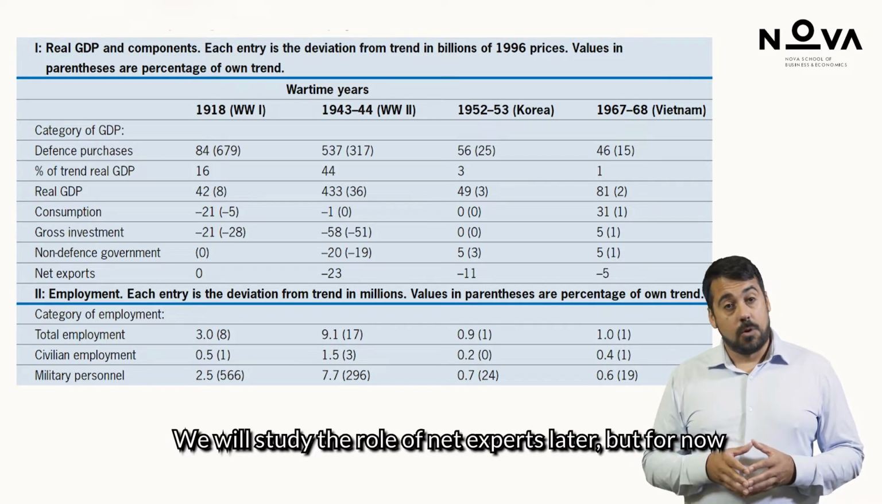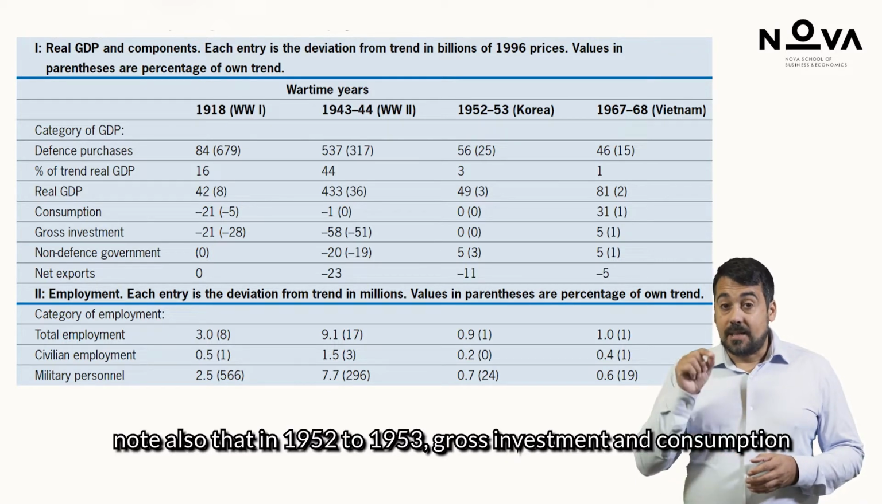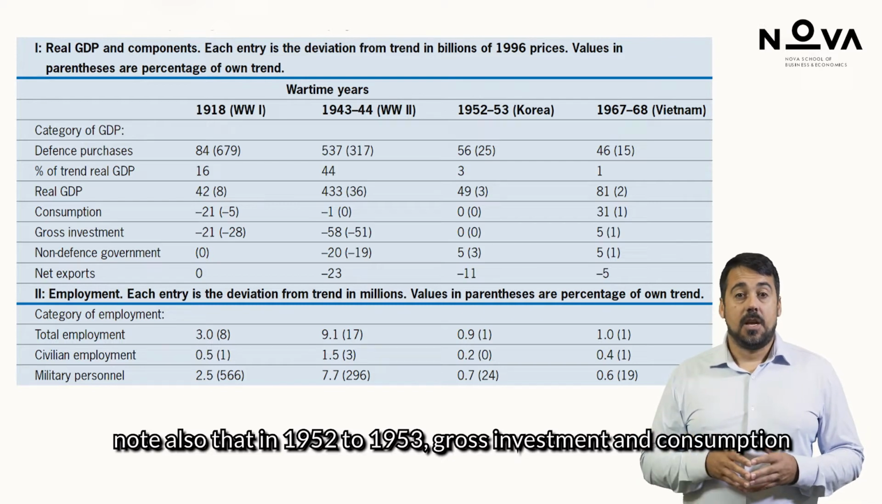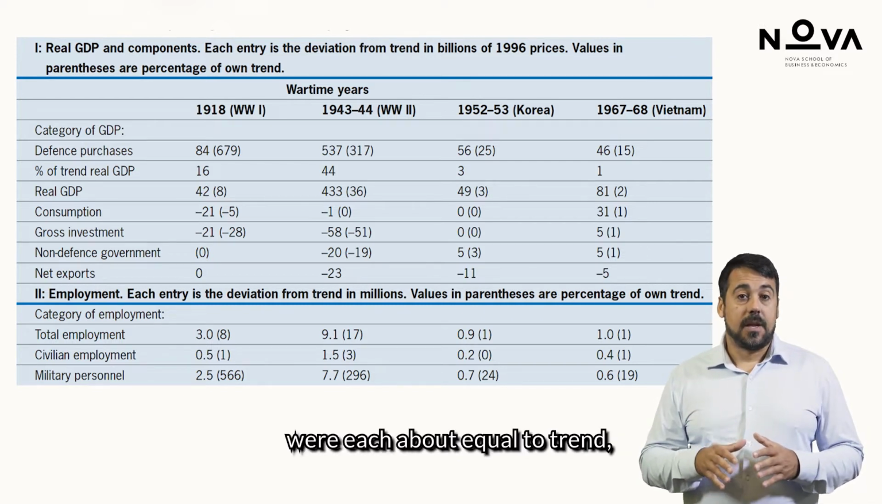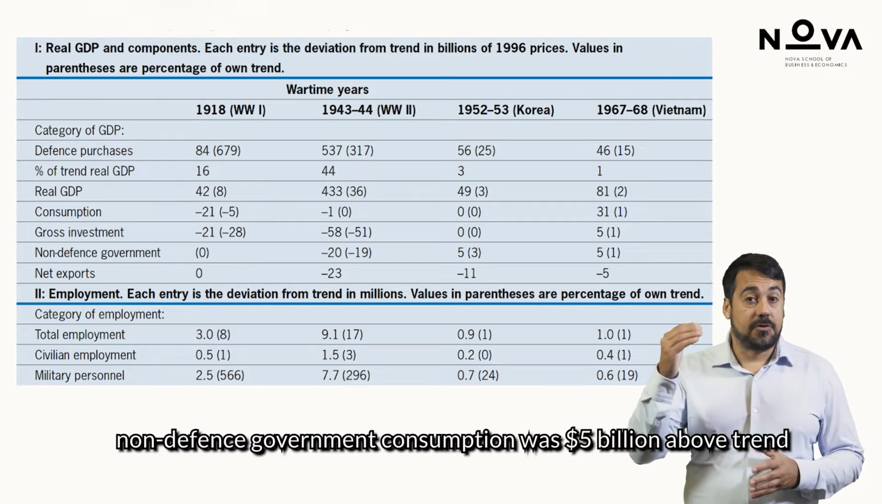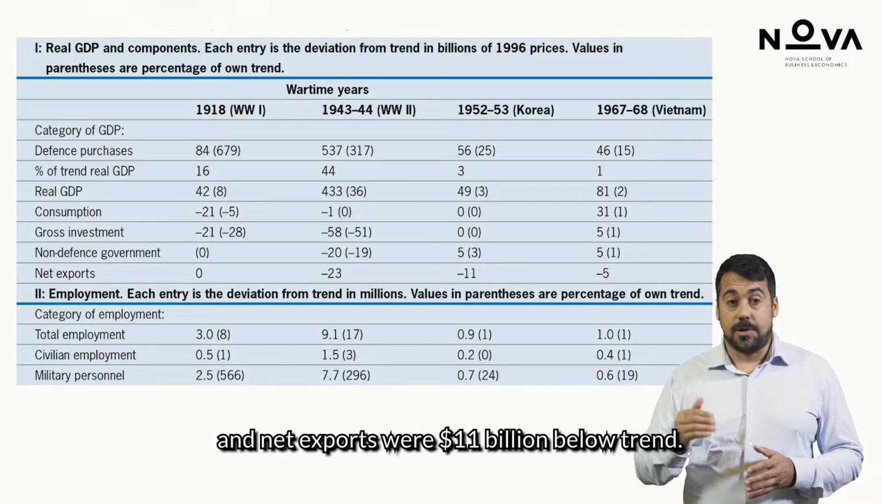We will study the role of net exports later, but for now note also that in 52 to 53, gross investment and consumption were each about equal to trend. Non-defense government consumption was $5 billion above trend, and net exports were $11 billion below trend.